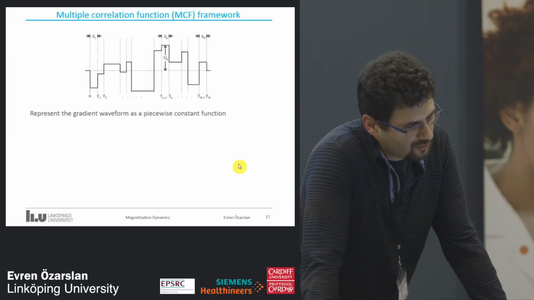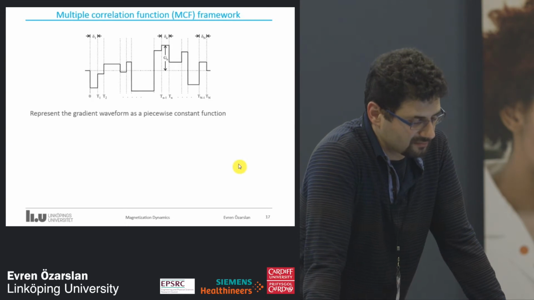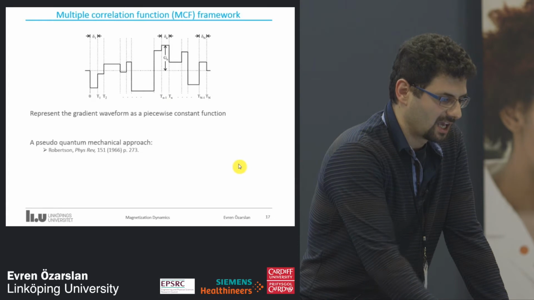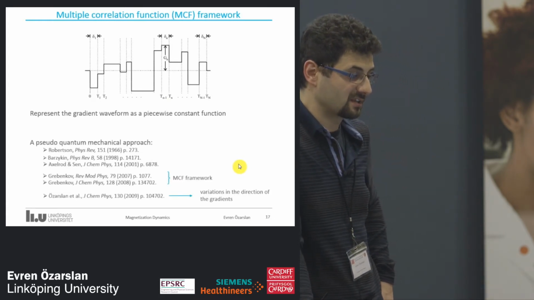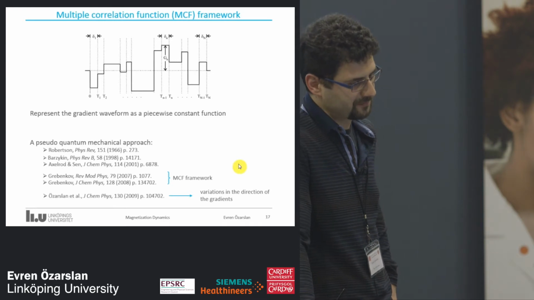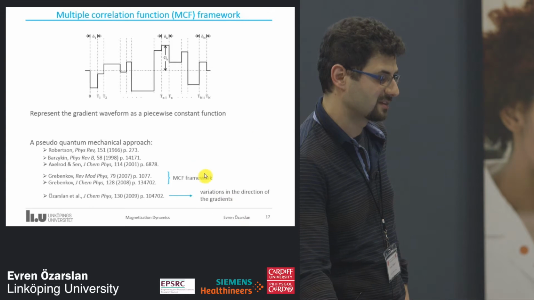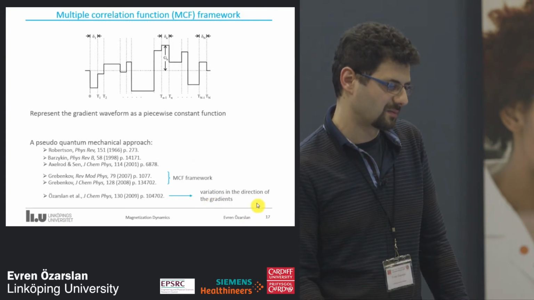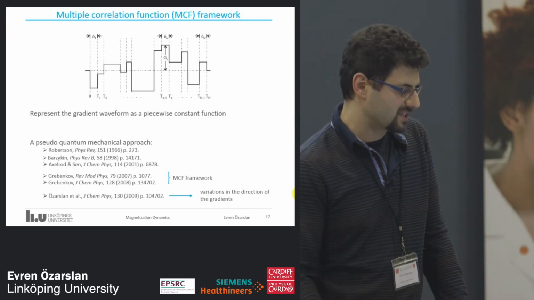Based on this equation, we can introduce another matrix formalism. This is not something we did, obviously. It comes from a series of developments by a number of authors, starting in the 1960s with Robertson, then extended by Barzykin, Axelrod, and Sen, and finally refined by Grebenkov. And Grebenkov called it the multiple correlation function framework.